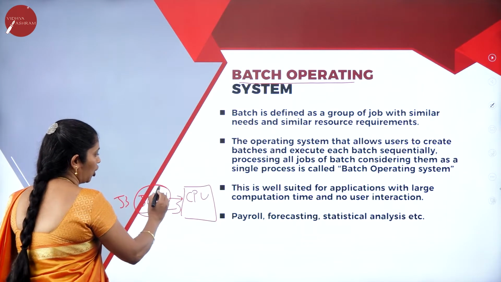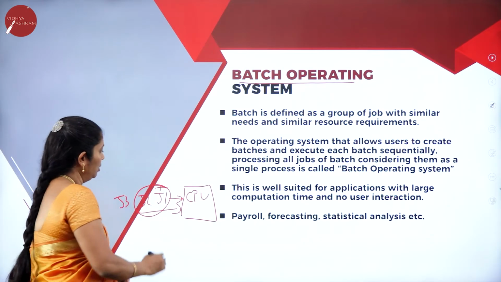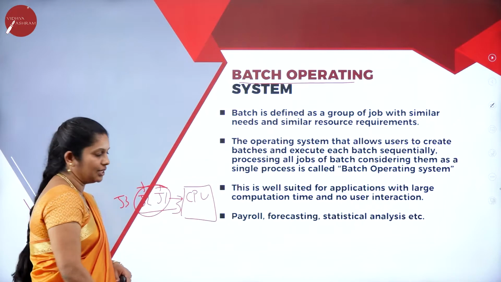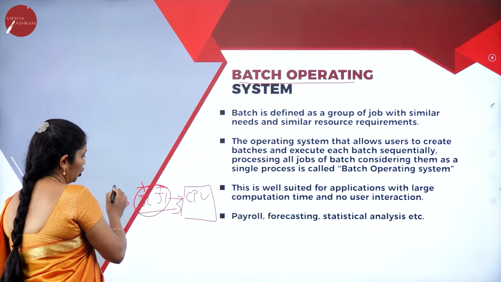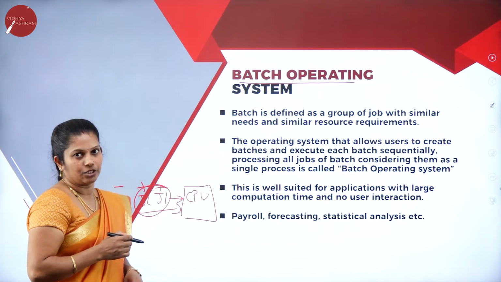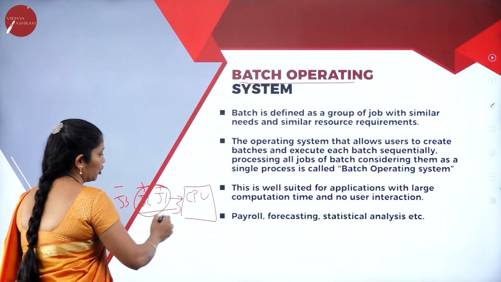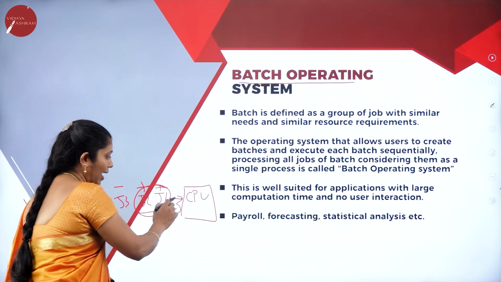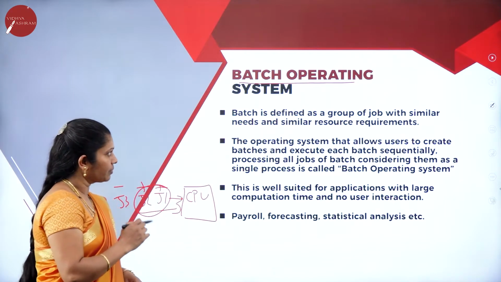For example, consider job 1 wants to process addition. Job 2 also wants to process addition. It will make a group. For example, job 3 wants to process a subtraction operation. Related types of jobs will combine together and then they will be processed here.